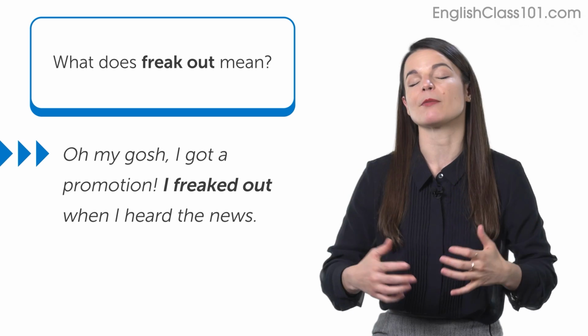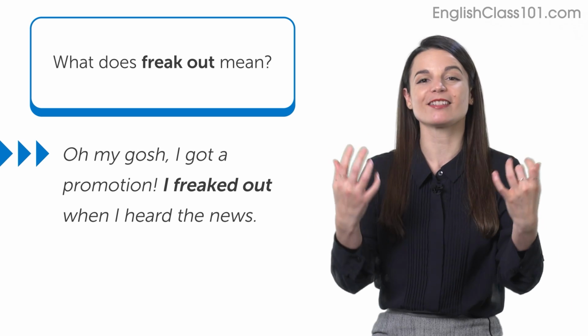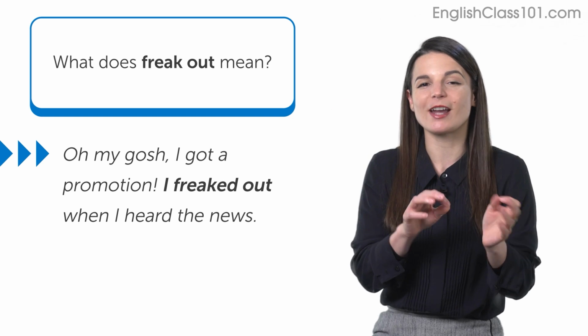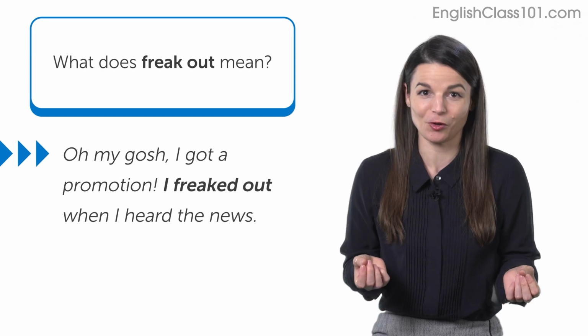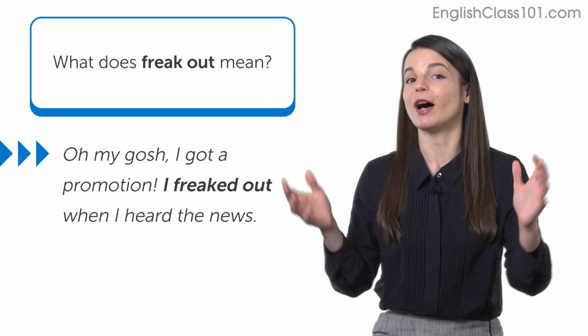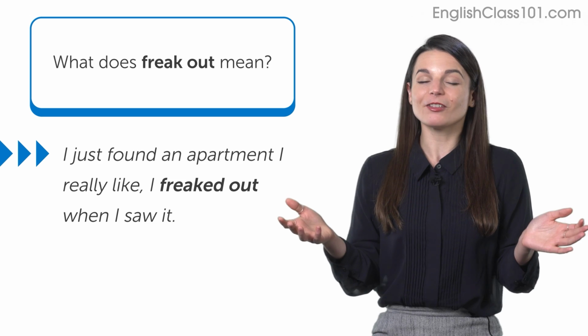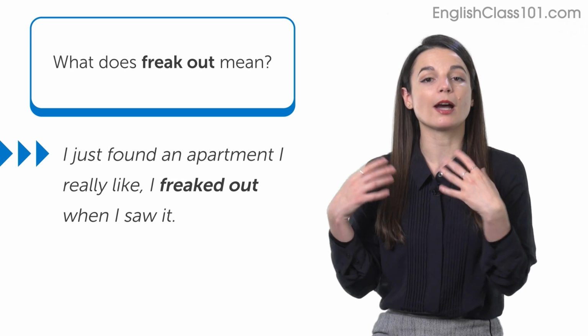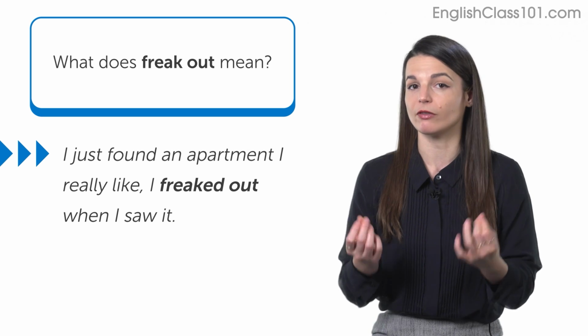So this expresses something very positive. So we're expressing kind of a crazy feeling, but we want to express that in such a way that it sounds like we're not in control. We use freak out to do that. In another example sentence of a positive use, we might say, I just found an apartment I really like. I freaked out when I saw it. So again, we're expressing a very positive feeling here.